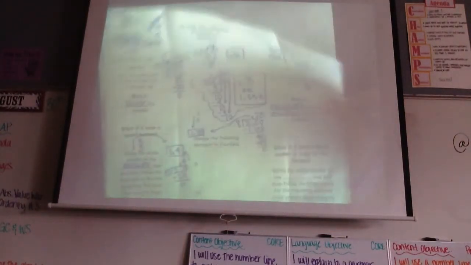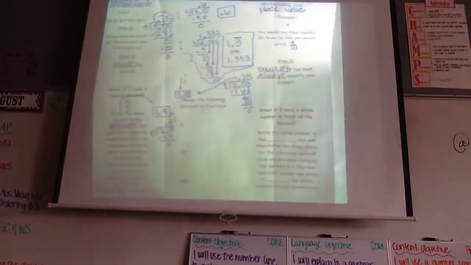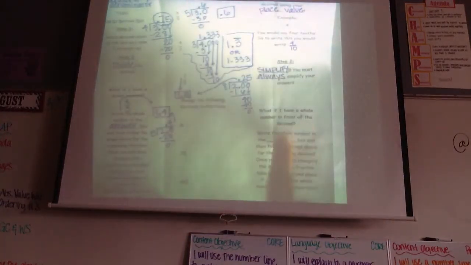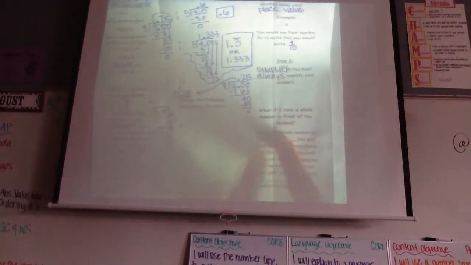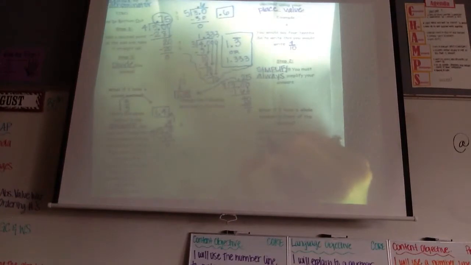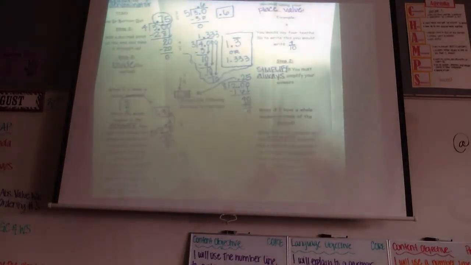Okay, so I have the question. What if I have a whole number in front of the decimal? Well, guys, we are going to treat that exactly the same way we did last night when we were changing a fraction to a decimal. So again, we're going to write the whole number in our answer box so that we don't forget about it, and then we're going to follow the steps above. Write it like you say it and simplify.